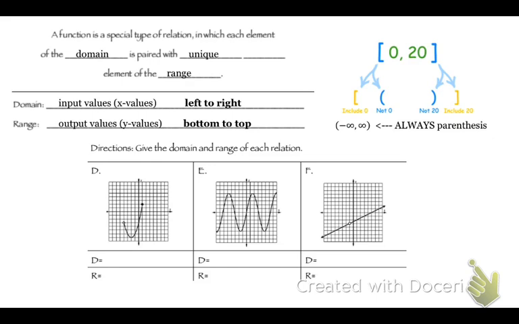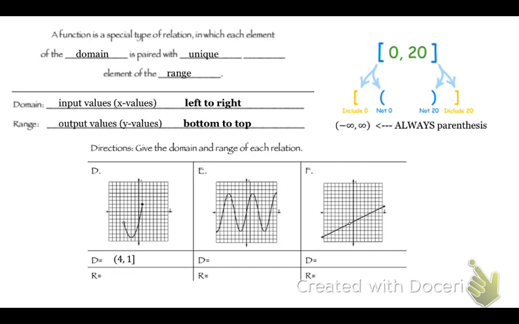Now, domain. You go left to right. So here, the furthest left point we have is a 4, and it's a parenthesis because it's an open circle there, so that means that we don't have a point there. Then we keep going, and we get to 1, and that's a closed circle, so that means there's a point, which means there's a bracket.